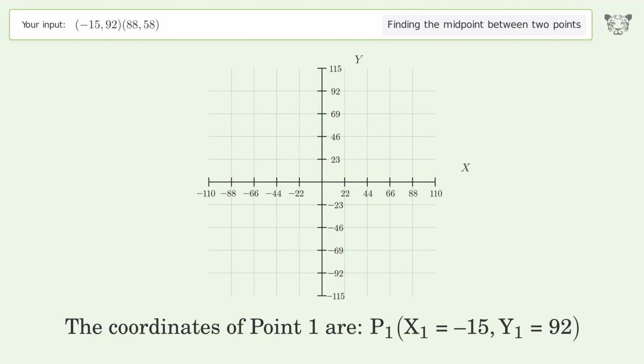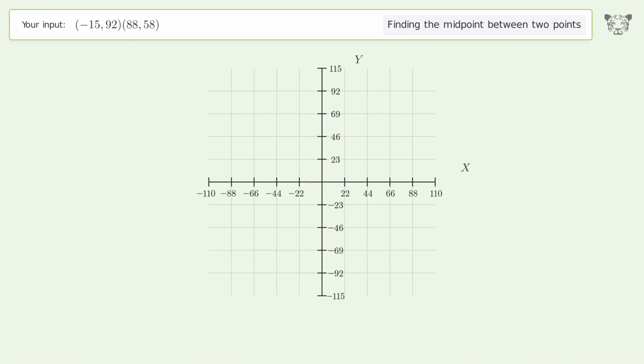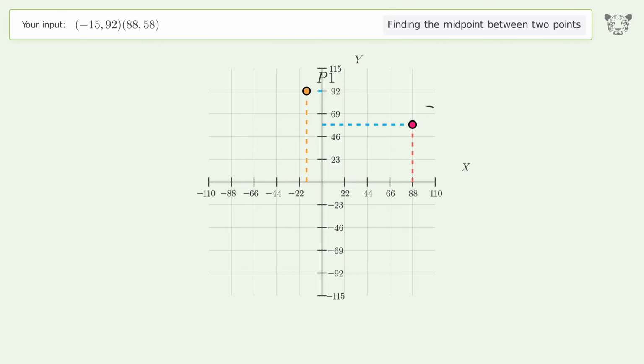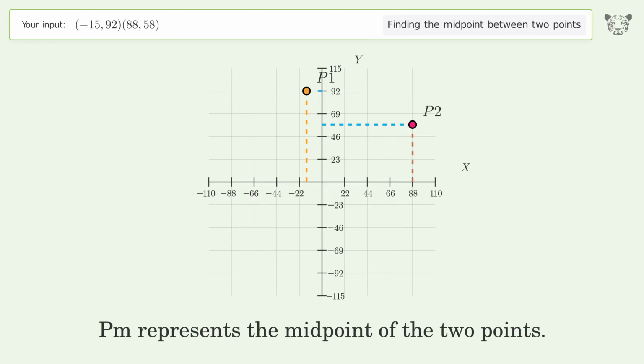The coordinates of point 1 are, x1 equals -15, y1 equals 92. The coordinates of point 2 are, x2 equals 88, y2 equals 58. PM represents the midpoint of the 2 points.